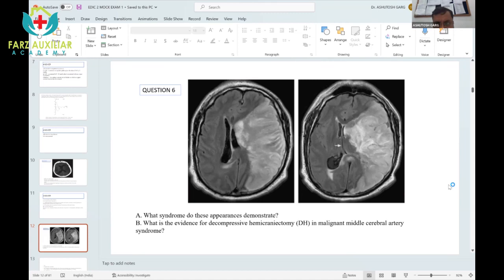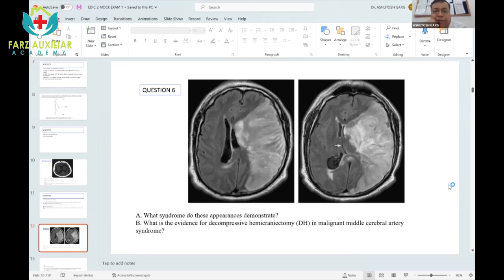As far as decompressive hemicraniectomy in middle cerebral artery syndrome is concerned, there are a few landmark trials. I don't exactly remember, there are two or three. DESTINY and the HAMLET trials for MCA infarct. Whereas for hemicraniectomy, we have the RESCUE-ICP and the DECRA trials.